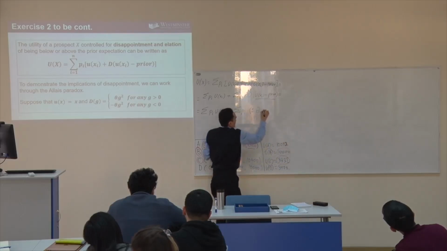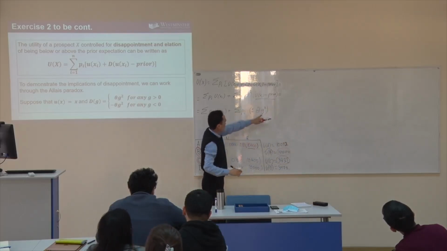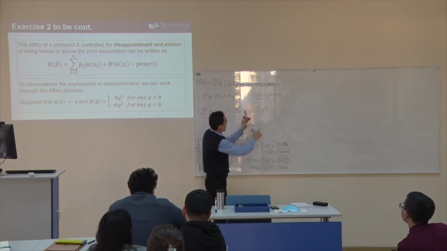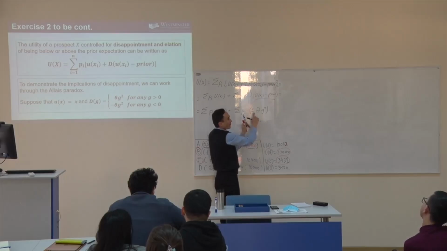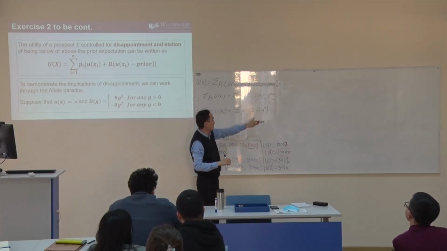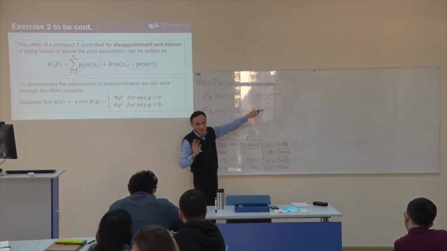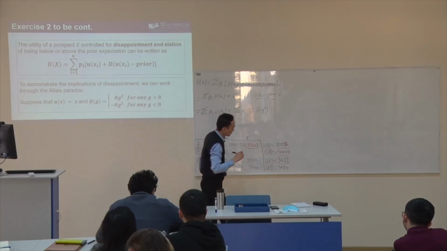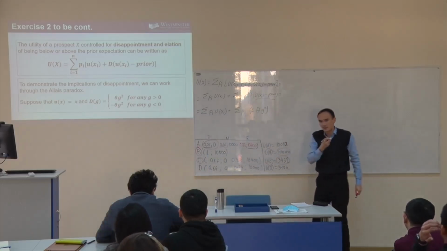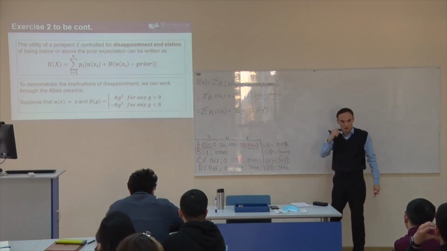Theta G square, because this G can be minus or plus. I will explain. So this one is equal to this one. When is it going to take the sign of negative and when is it going to take the sign of positive? You should understand this one.